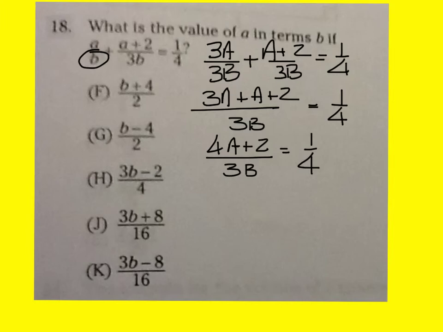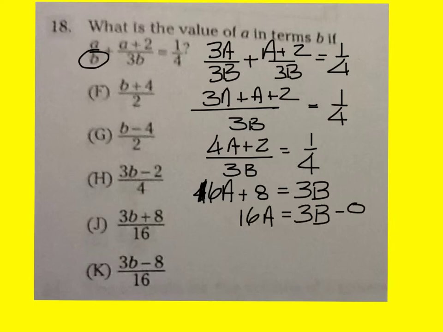Alright, so now we cross multiply and get 16A plus 8 equals 3B. And leave the 16A on the left, 3B on the right, and move the 8 over, make it minus, and divide both sides by 16. And that's going to be choice K.